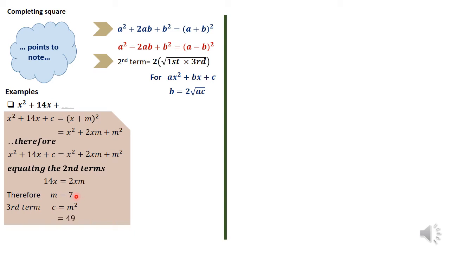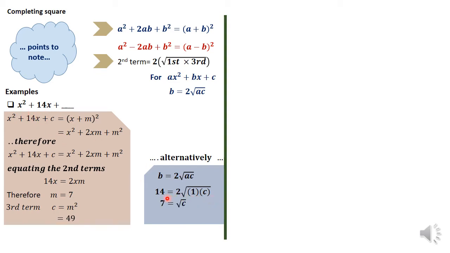That is 7 squared. We could approach the same question differently. We use this second way of operating, where we put b equals 2 times square root of ac, where b, a, and c are coefficients of the second, first, and third terms respectively. So replacing the values, b is 14, that is the coefficient of the second term here. This a was 1, that is the coefficient of x squared. We don't know what c is, so just simplify this to get the value of c. You get 7 is equal to square root of c, and c is 49. This answer is identical to what we got using the other method there.